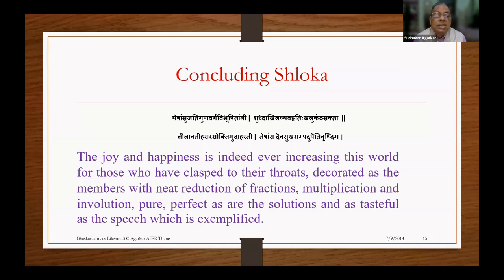So the translation is, the joy and happiness is indeed ever increasing in this world for those who have clasped to their throats, decorated as the members with neat reduction of fractions, multiplication and involution, pure, perfect as are the solutions, and as tasteful as the speech which is exemplified. So he says, if you really understand the mathematics given in this, you will learn so many skills, and he praises the book in a way.